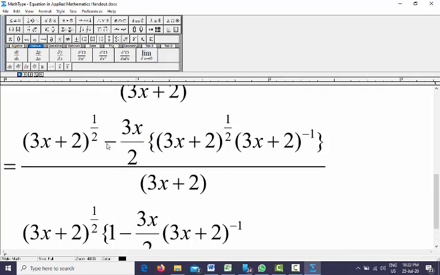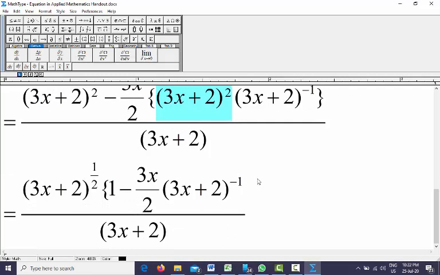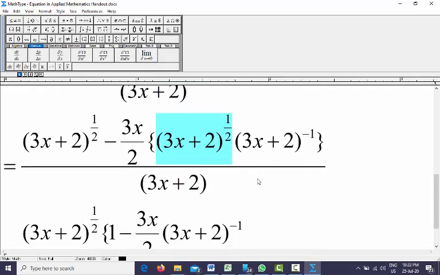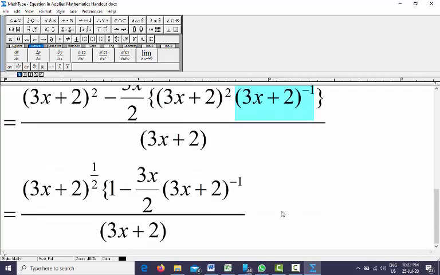I'm saying again, here we have (3x + 2)^(1/2), and here also we have (3x + 2)^(1/2), so we can take this common. Since we have taken it common, for this one we will have only 1, and then minus 3x by 2, and we will be left with only (3x + 2)^(-1). Right.